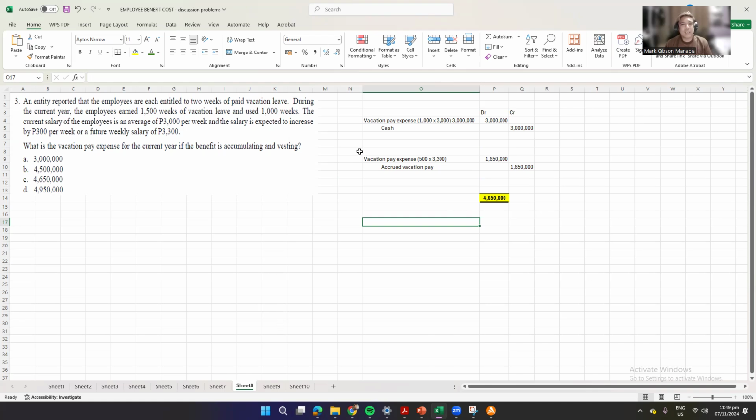So, in this case, let's compute first, no? Yung 1,000, ito yung natira, multiply by 3,000 pesos, so we have 3 million. At, pero meron din tayong na-accumulate, no? So that's 500 multiplied by 3,300. No? So paano natin na-compute yun, class?